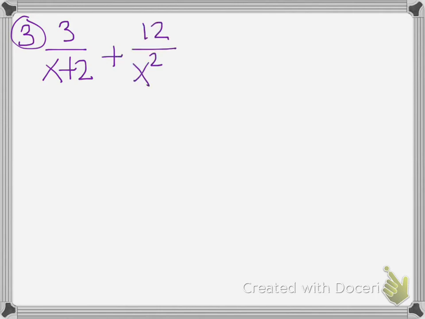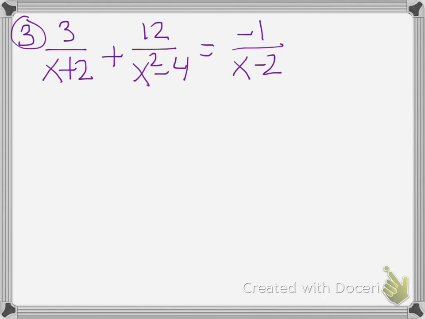Numero tres. Here we go. 3 over x plus 2 plus 12 over x squared minus 4 equals negative 1 over x minus 2. All right, same thing. Figure out the common denominator, and in this case, it is what? X plus 2 times x minus 2.